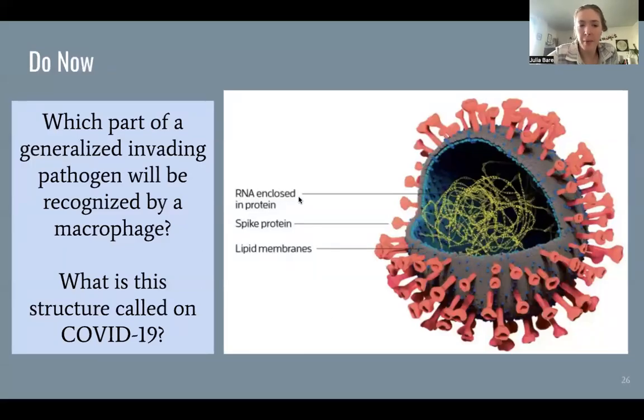Welcome back to part two, AP Bio, and I want to hear what your thoughts were on this question. Which part of a generalized invading pathogen will be recognized by a macrophage, and what is the structure called on COVID-19? Do you remember what the vocabulary word is? It's called an antigen. And on COVID-19, the antigen is the spike protein. This is going to be important for understanding how scientists developed vaccines in a minute.